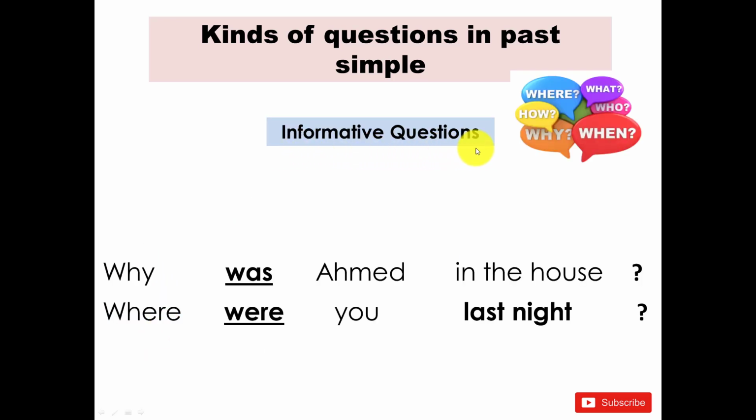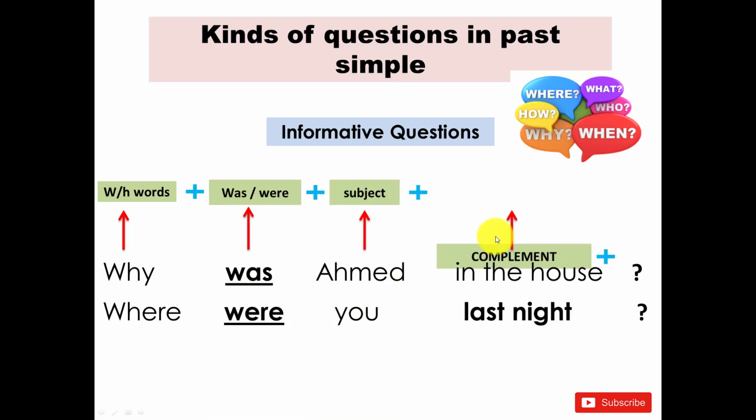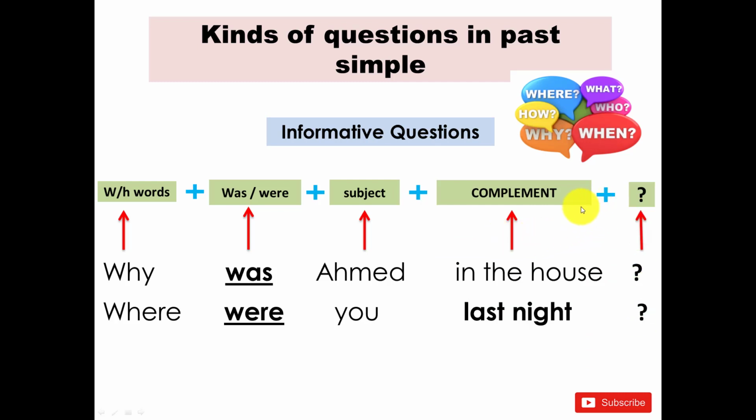Okay, informative questions or WH questions, as we said before. We can say, for example, why was Ahmed in the house? Or where were you last night? So we have here WH word plus was or were plus the subject plus the complement plus a question mark.